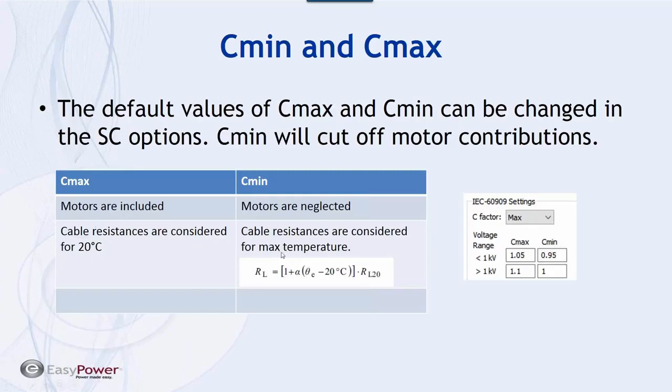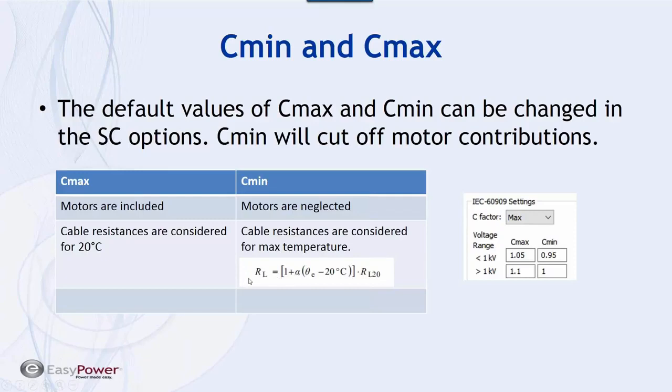Cable resistances are considered for max temperature, which depends on each equipment. It's different for cable versus transmission line, but basically not 20 degrees. It's a value larger than 20 degrees by far, which means that it increases the impedance and in turn contributes to lowering the fault current, because you increase the impedance. After increasing the impedance in a power system, the fault current will come down, and that's an obvious issue for all of us.